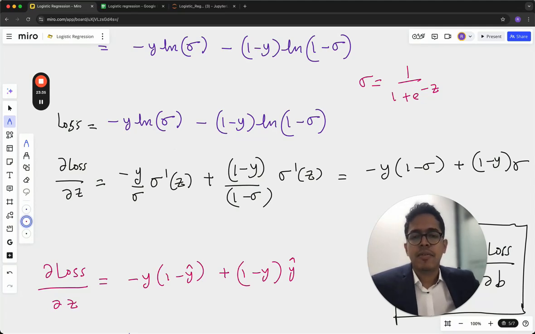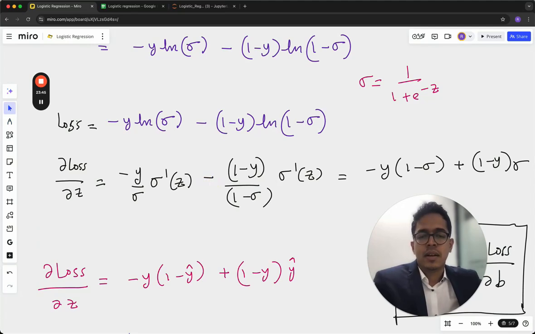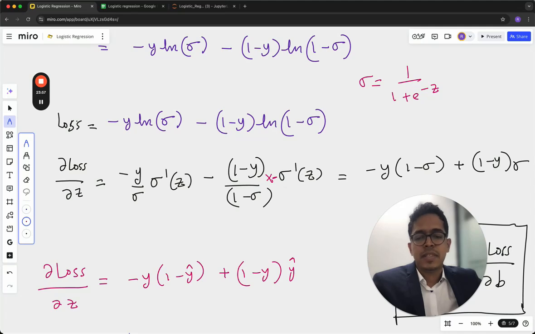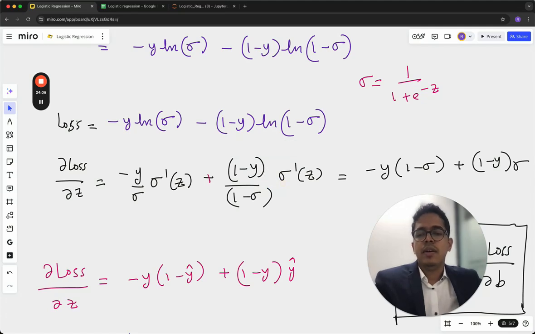And here, why do we have minus changing to plus? Because here you have 1 minus sigma. So ideally you could have written this as minus 1 minus y divided by whatever is inside the logarithm, times minus sigma prime of z, because the derivative of 1 minus sigma is minus sigma prime of z. But then you can cancel this minus and minus to make it plus, and you can delete this minus sign. So this will be the form of the derivative of loss with respect to z.